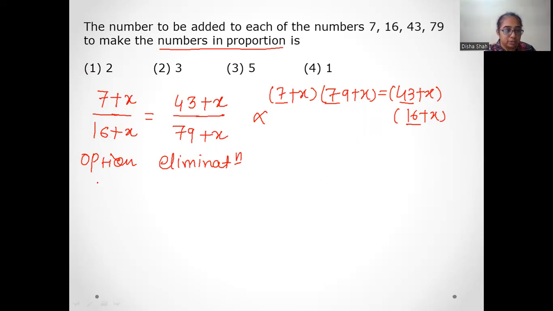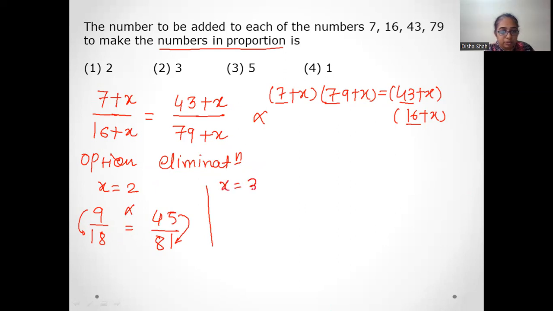First, in place of x, let me put 2. इसकी जगह पे अगर हम 2 डालते हैं तो क्या बन जाएगा? 7 plus 2 9, 16 plus 2 18, 43 plus 2 45 and 79 plus 2. क्या ये प्रोपोर्शन में है? नहीं. ये देखो डबल हो रहा है, 9 का 18 हो रहा है और 45 का 90 नहीं हो रहा है. इट मींस दिस इज रॉन्ग.